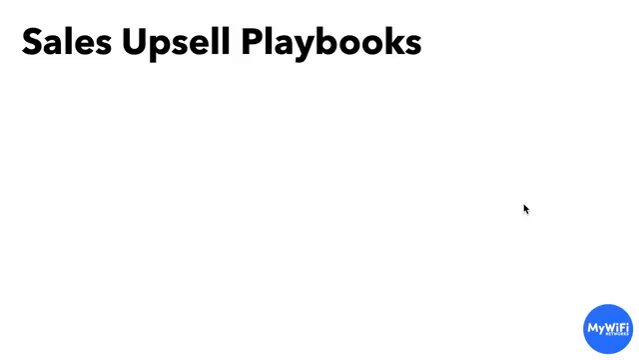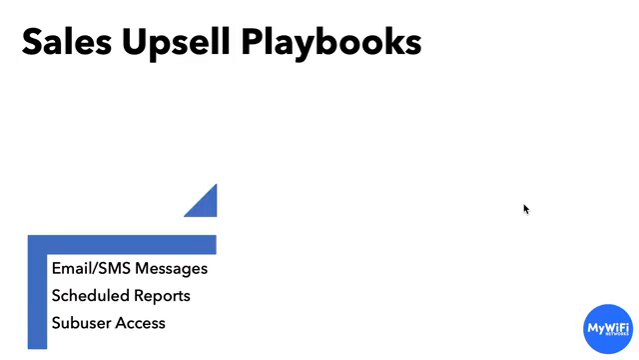I recently trained on a little bit of this, about the things you can upsell. As soon as you drop in your Wi-Fi marketing solution, you start capturing data. So you're getting emails, names, phone numbers, all this other great data. First thing you want to sell is email and SMS marketing: email and SMS messages, some scheduled reports to show how those are performing and how guests are coming in, and sub-user access.